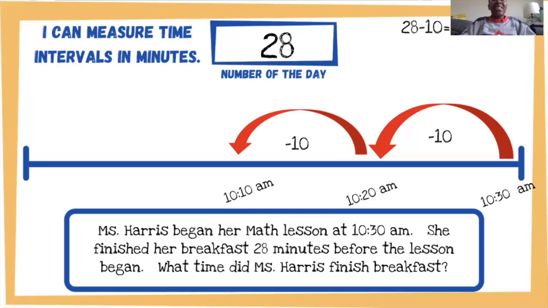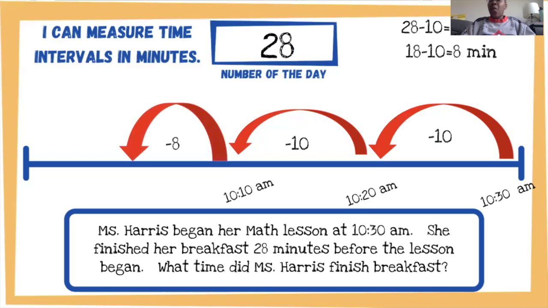So if I started with 18 minutes and I took away another 10, how many minutes do I have left to take away? That's right. We have 8 minutes left to take away. Do you think we could just take away those 8 at the same time? I think we could. And so if we start at 10:10, let's take away 8 minutes. And what time are we at now? Well, if we take 10:10 and subtract 8, the time is now 10:02.